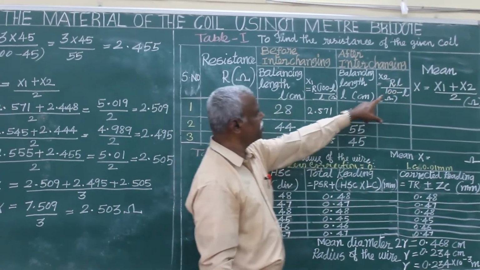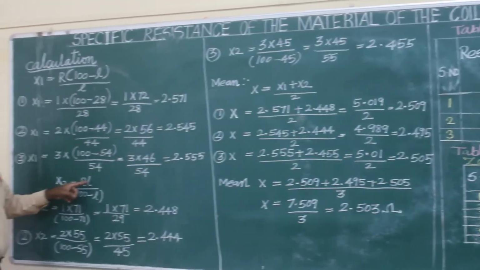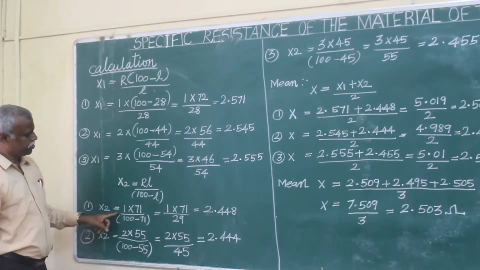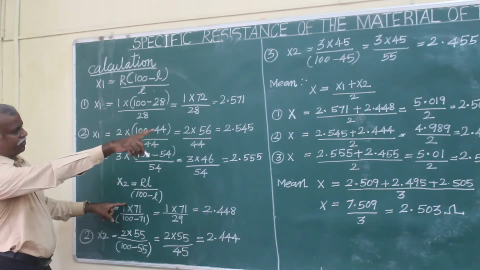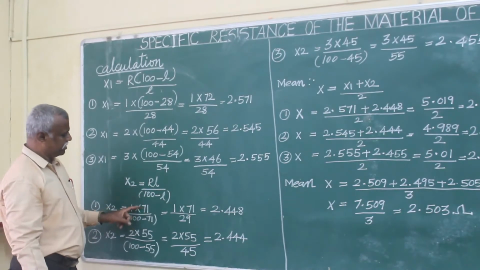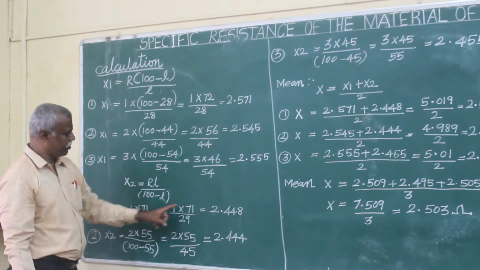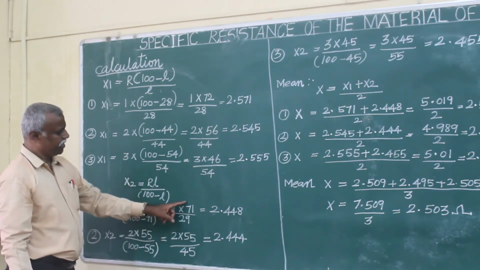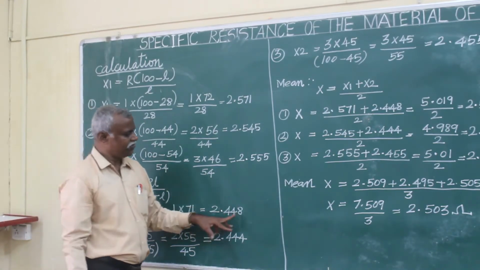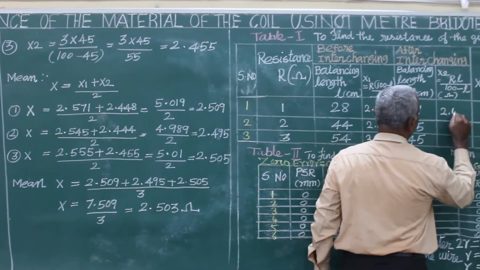Again you have to use the formula x2 equal to R into L by 100 minus L. The resistance will be again 1 ohm, so 1 into balance length 71, into 71 by 100 minus 71, equal to 1 into 71 by 29. If you divide this value, you are getting 2.448. That value you must write as x2, 2.448. Write the value here.